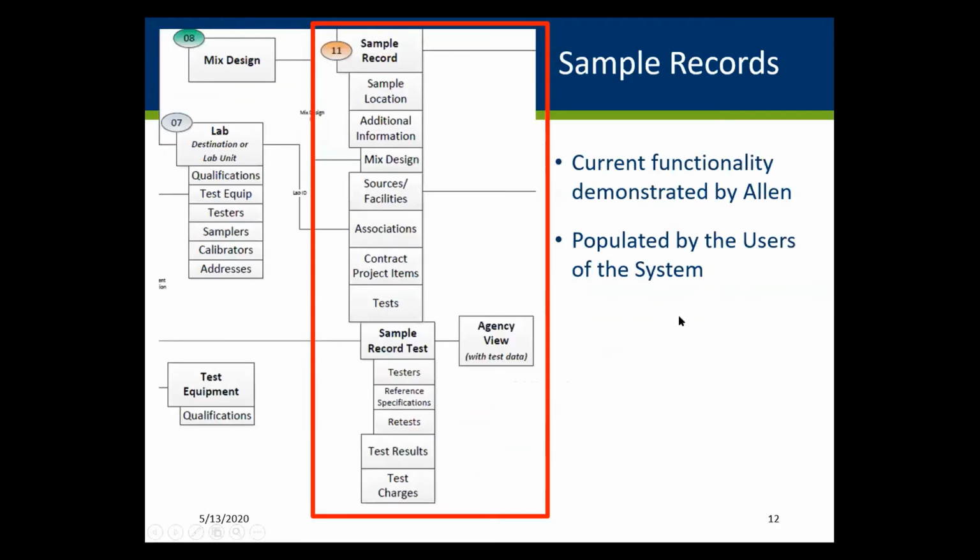Moving on to sample records. This whole box is what Alan just went through with you, showing you the creation of a sample record and everything that's tied to it, all the way down to the sample record test and authorizing samples and approving them. This is driven by the users, and the data that goes in with the sample record is populated by the users of the system, and the reference data and everything that is going to be built and associated for that user to be able to completely populate and fill out that sample record.